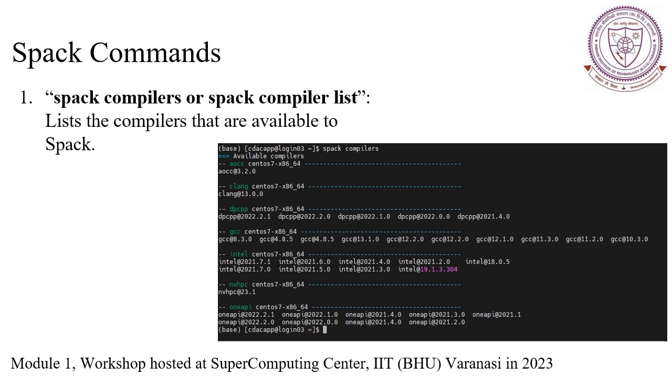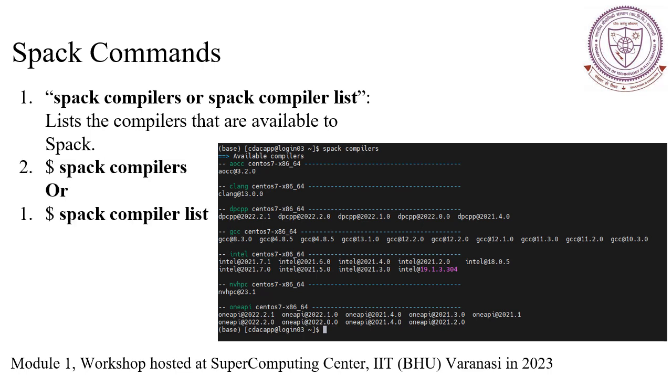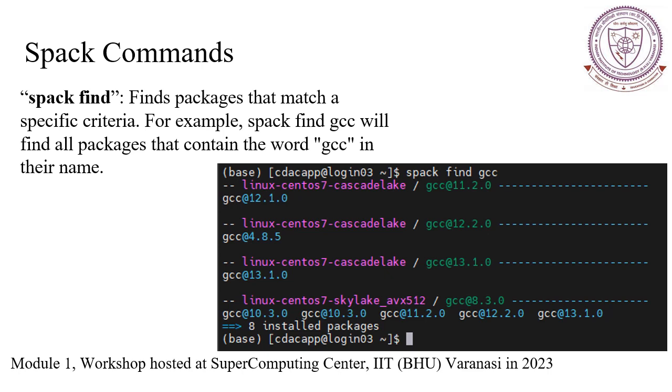Now, another command is spack compilers. The spack compilers or spack compiler list command lists all of the compilers that are available to Spack. This is a useful command for finding out which compilers are installed on your system or for choosing a compiler to use for a particular build. To use it, simply type spack compilers or spack compiler list at the command line. This will output a list of all the compilers that are available to Spack. Now we will see the spack find command.